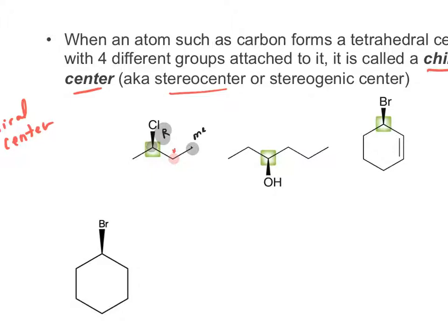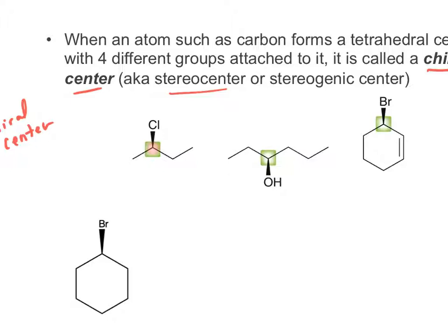Now, what's attached to this carbon that's implied right now that we're not drawing? Hydrogen, right? How many different hydrogens do we have? So now, is this a chiral center? No, because we have 1, 2, 3 unique groups. We have to have 4 unique groups to actually have a chiral center. So this guy would not be a chiral center because it has 2 hydrogens, that's the same group, it's not unique.